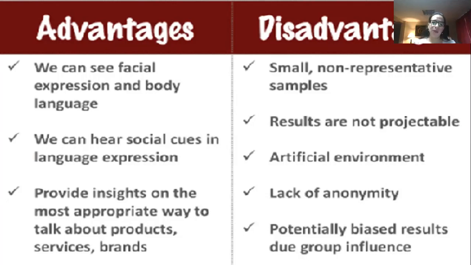We can hear social cues in language expression. Okay, when we're talking about social cues, we're talking about how you react in a social environment. So there are some things that you cannot find in a set of questions on a paper, but that you can feel, you can tell in a group of people. It provides insights on the most appropriate way to talk about products, services, brands. As I told you before, this is a qualitative investigation, so it means it's really open to hear and to speak. So you can get deeper information.